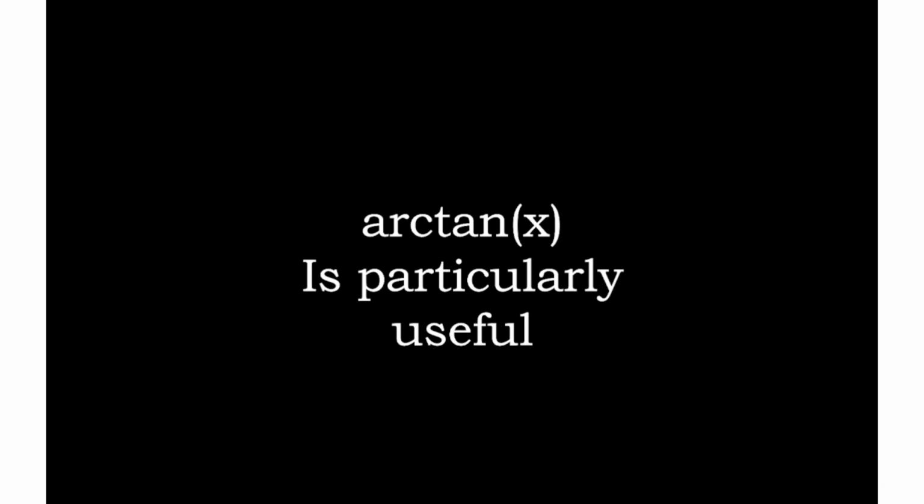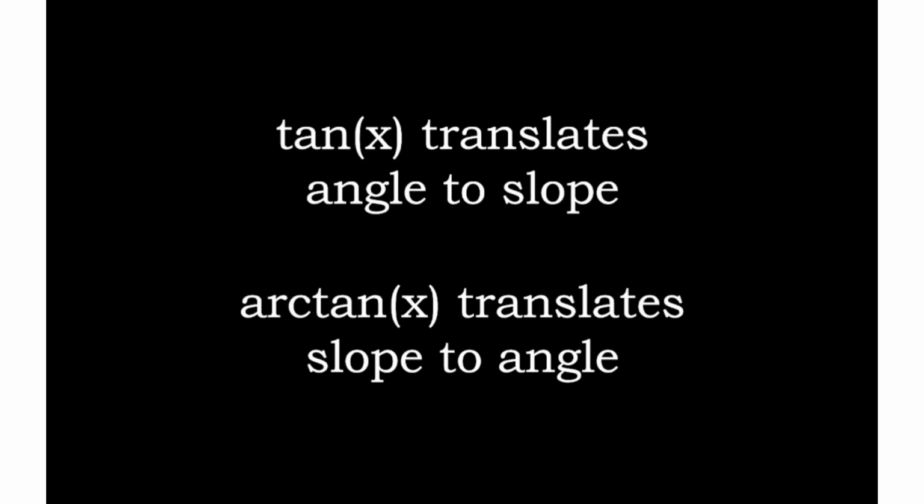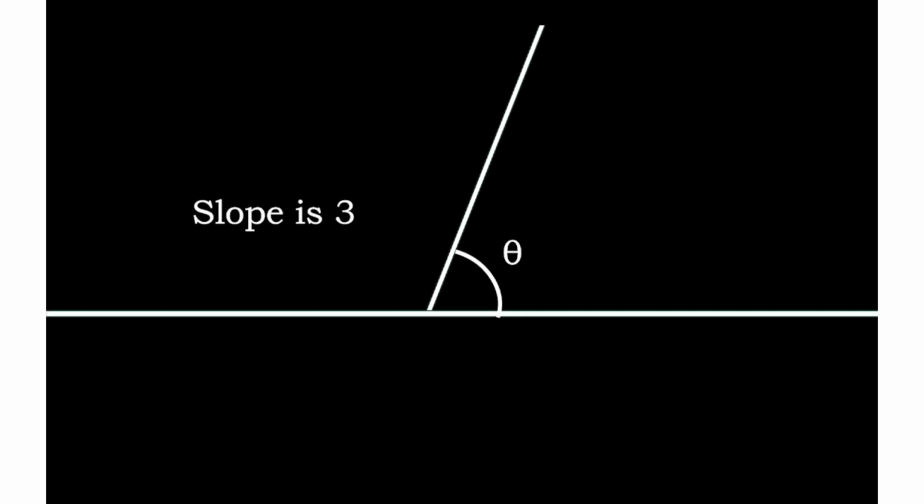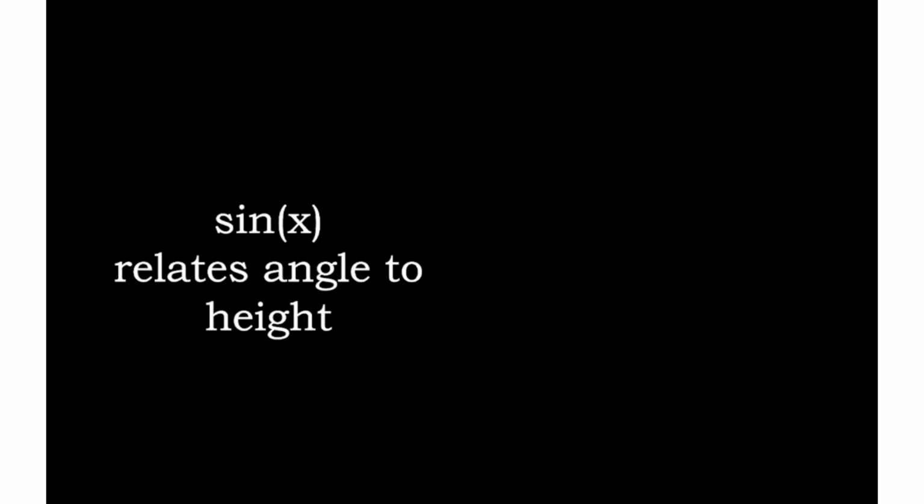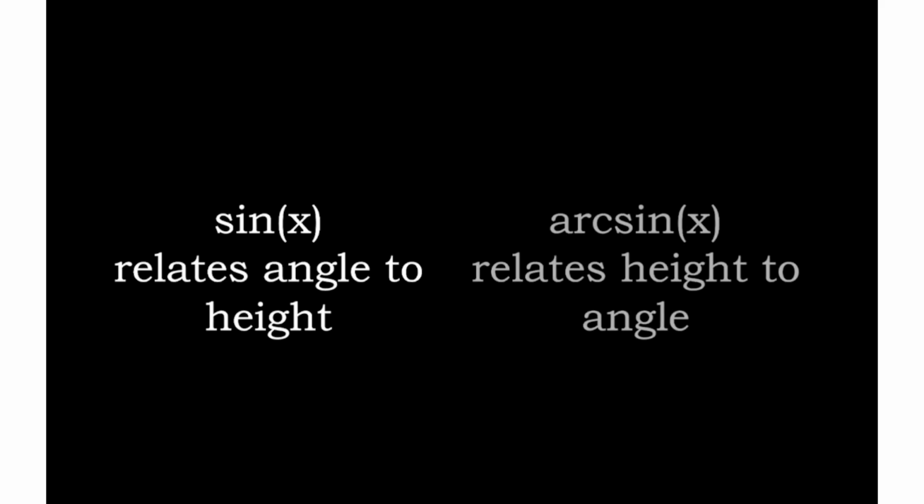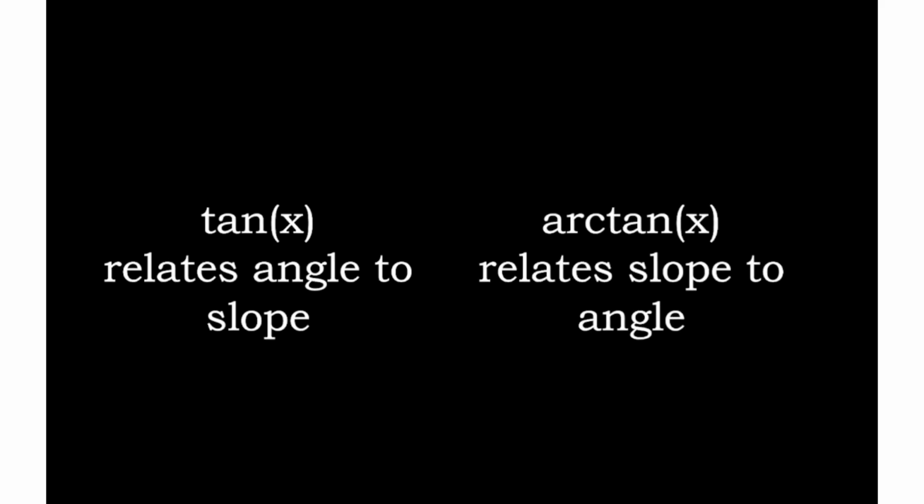The inverse tangent is particularly useful. The tangent lets you translate angle to slope. The inverse tangent lets you translate from slope to angle, meaning if you have some value of slope, the arctangent can let you see the value of the angle relating to said slope, which is very useful in geometry. In practice, these functions perform the opposite of the operations performed by the standard trig functions, which makes them very useful extensions of the standard trig functions. As sine relates angle to height, inverse sine relates height to angle. As tangent relates angle to slope, inverse tangent relates slope to angle.